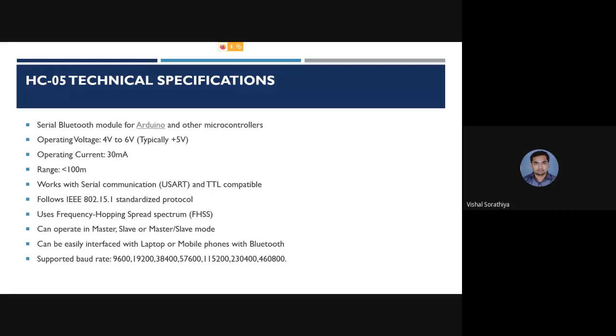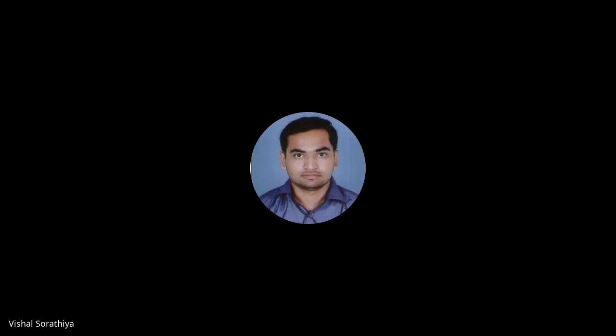It follows the IEEE 802.15 standardized protocol. It works on FHSS and can work as master or slave, but most of the time it is operated as a slave. It easily interfaces with mobile phones, laptops, and other Bluetooth devices. It supports baud rates from 9600 to 460800.